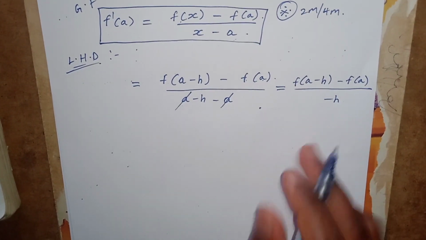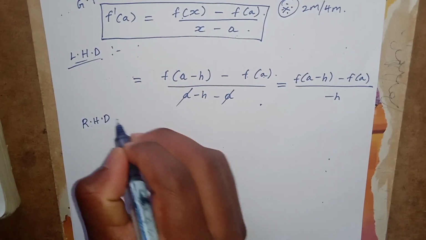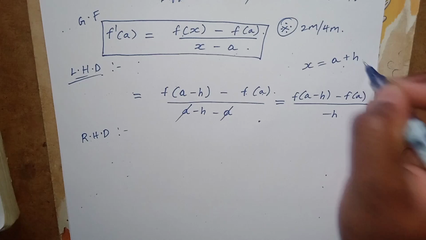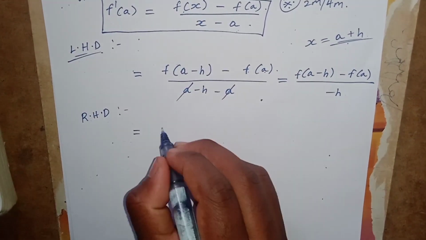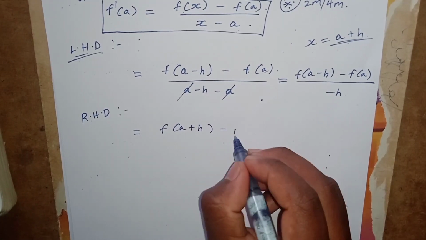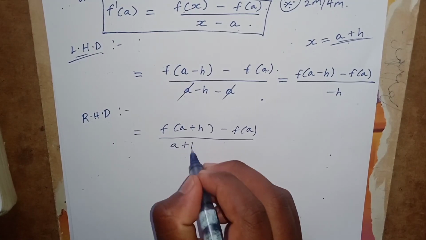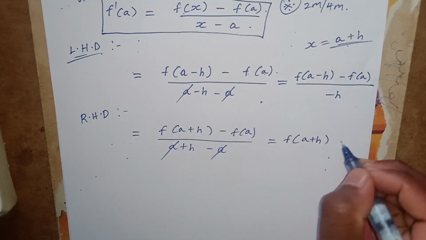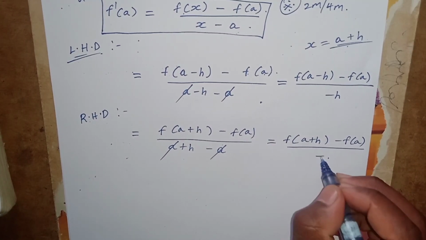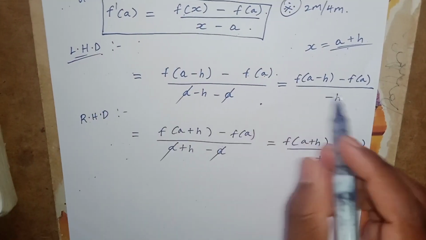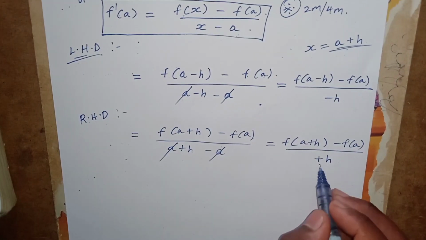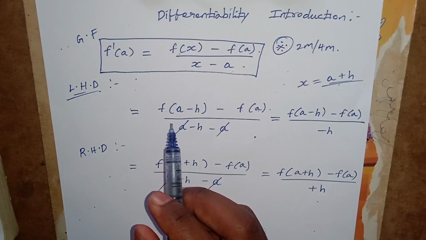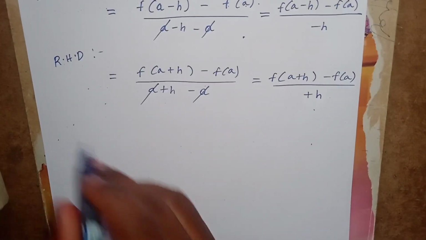Similarly, for the right hand derivative, in the place of x, since my function is for x greater than a, we take plus. For the right hand limit, f of a plus h minus f of a divided by a plus h minus a, therefore plus a minus a cancel each other, and we get f of a plus h minus f of a divided by plus h. For the left hand derivative it is minus h, and for the right hand derivative it is plus h. These are our formulas for differentiation.